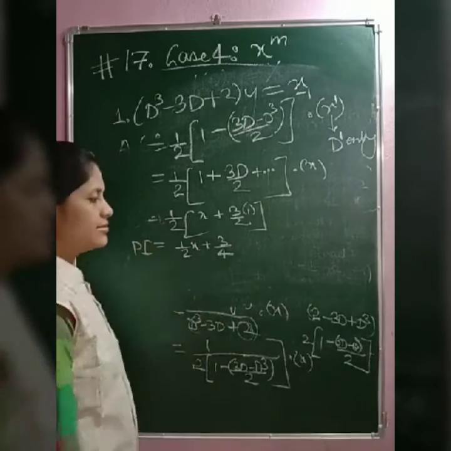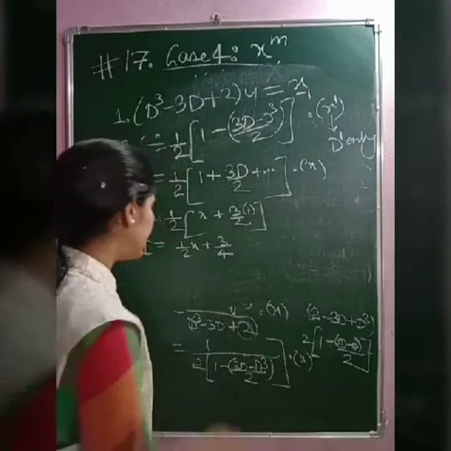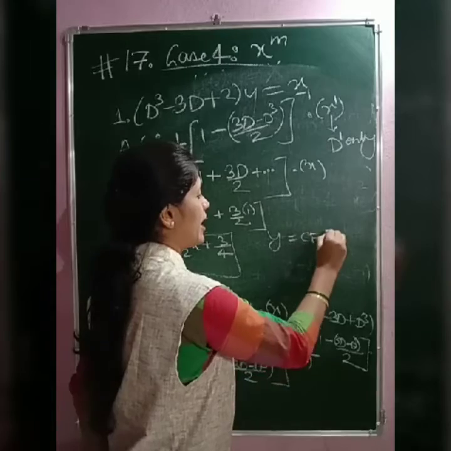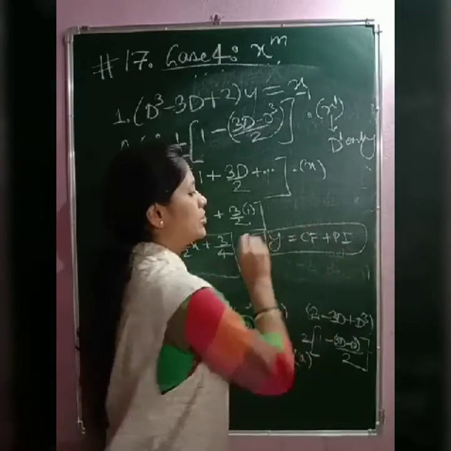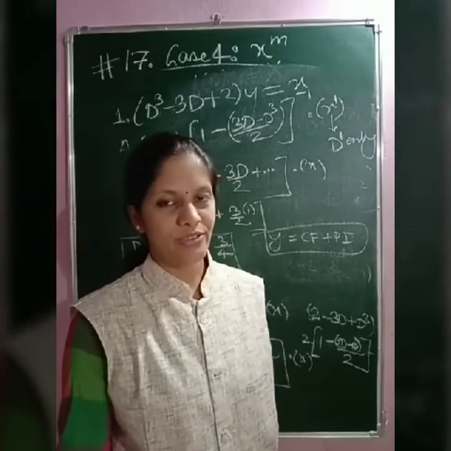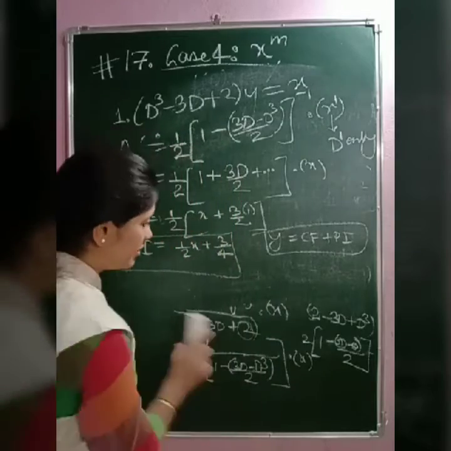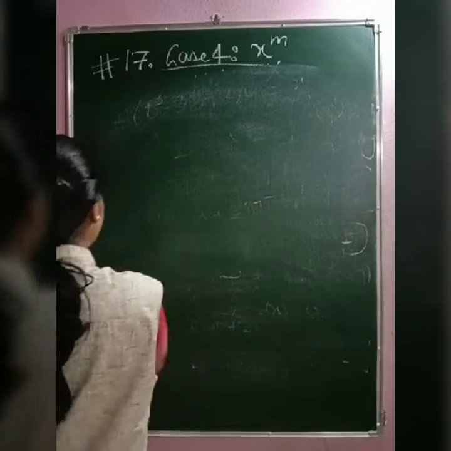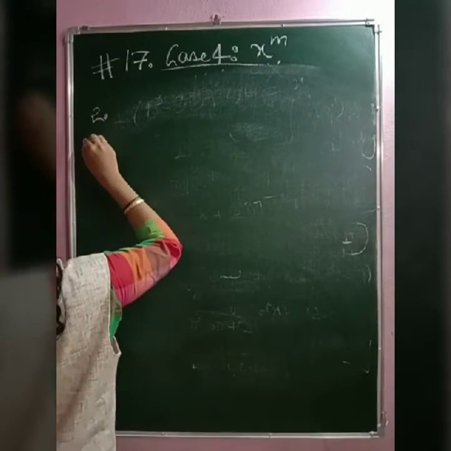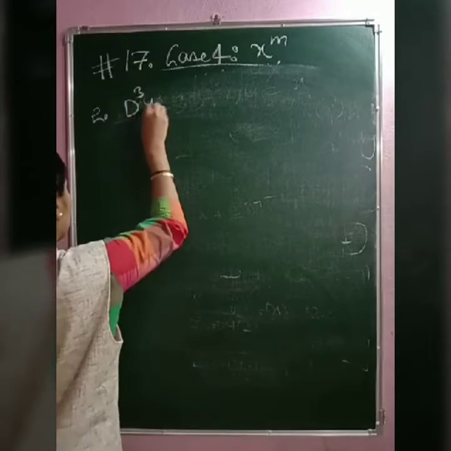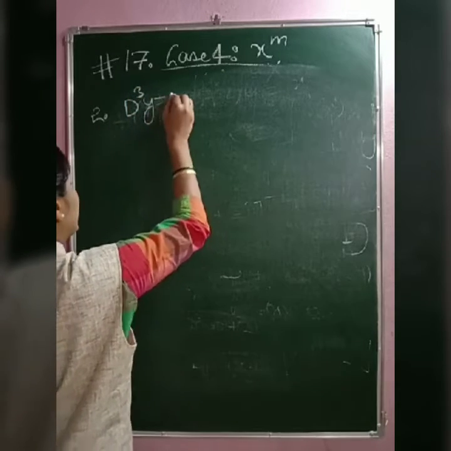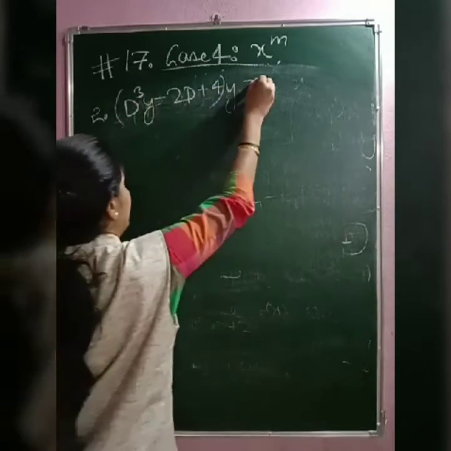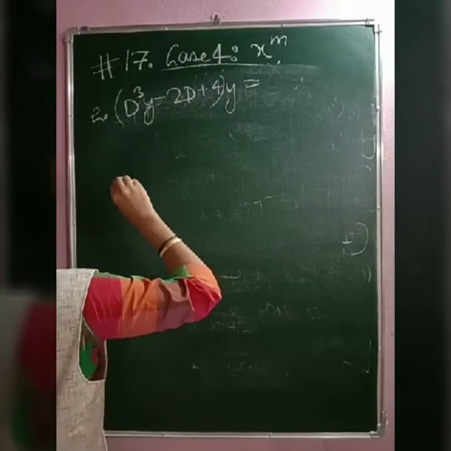So PI is this. The complete solution is CF plus PI. Already we have found CF, and already we have found PI. So let us substitute those values so that we will get the complete solution. Right? So now let us start numerical number 2. The second question has been asked in the form: solve d cubed y minus 2d plus 4y equal to 3x square minus 5x plus 2.